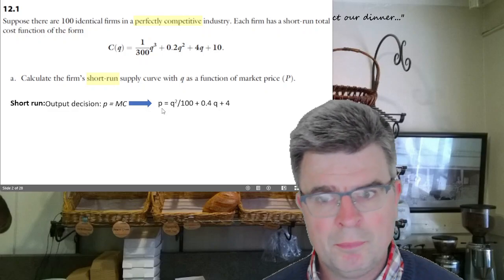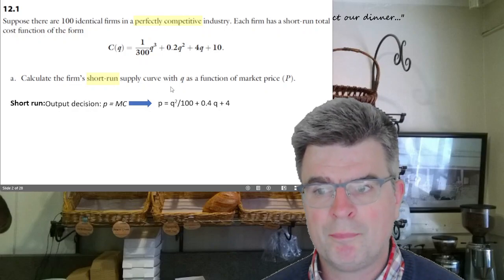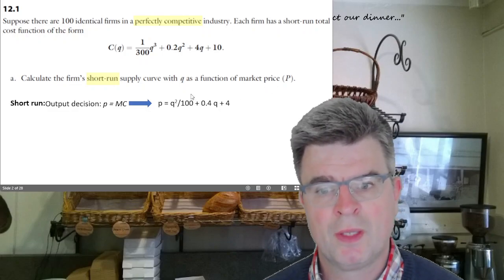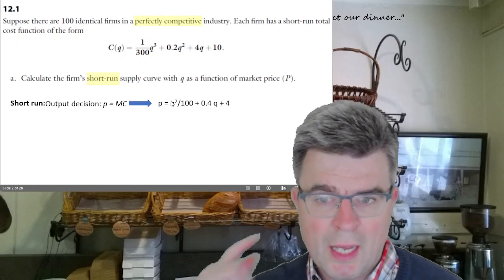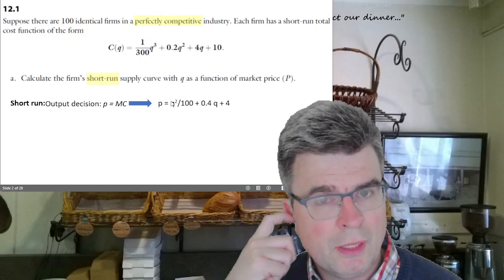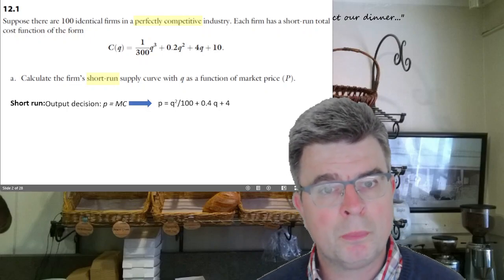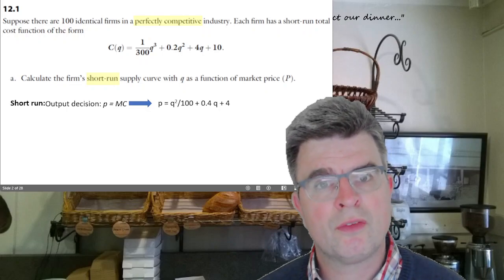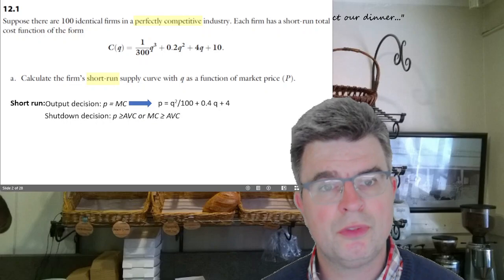But we're not done, because the exercise really asks you to compute the supply curve as Q as a function of the market price P. And this is not what we have here. And there's a second issue. We also need to check whether the firm will produce at all, and whether it's not more attractive for the firm to shut down. So we also need to consider the shutdown decision.